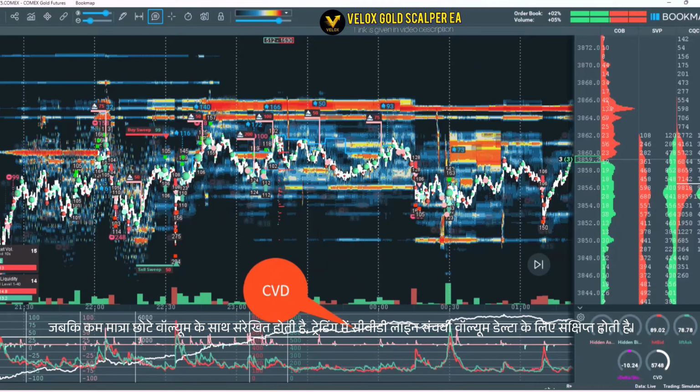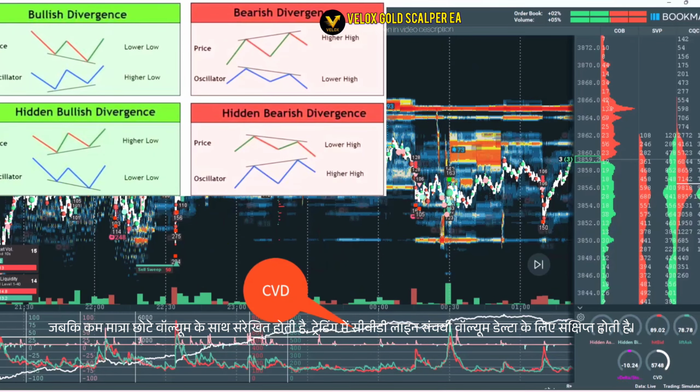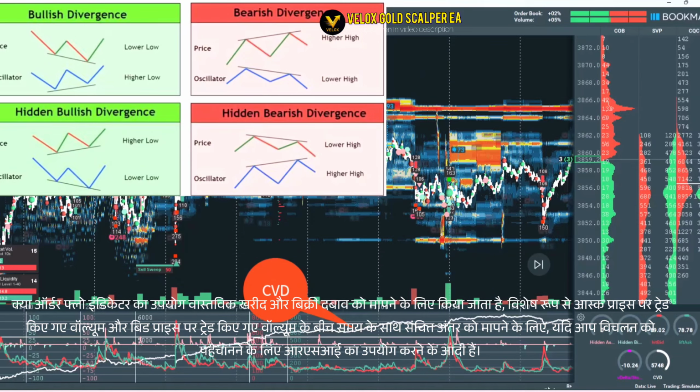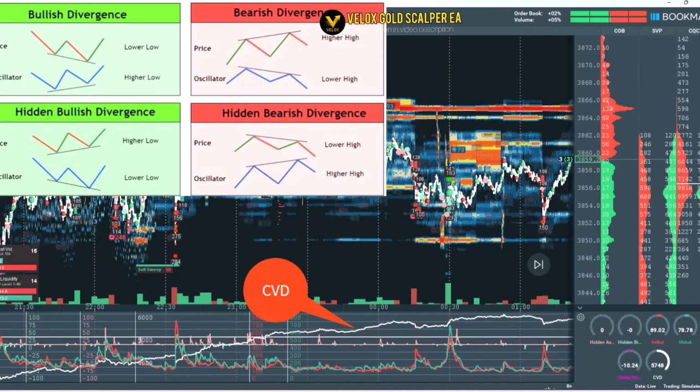The CVD line in trading, short for cumulative volume delta, is an order flow indicator used to measure actual buying and selling pressure, specifically, the difference between volume traded at the ask price and volume traded at the bid price, accumulated over time. If you're accustomed to using RSI to spot divergences, you'll likely find CVD divergence to be significantly more effective in identifying true market intent.